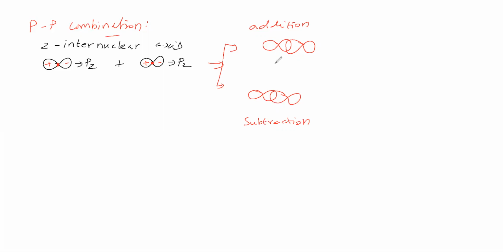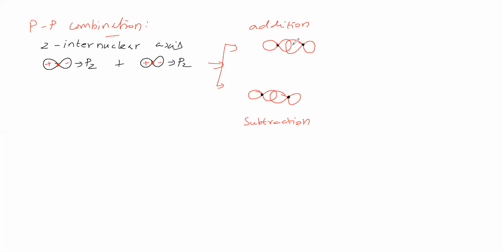First we will say nucleus of one atom, nucleus of another atom. Okay, now we have to give sign. First we will give sign to the overlapping lobes, then we will go for the other lobes.